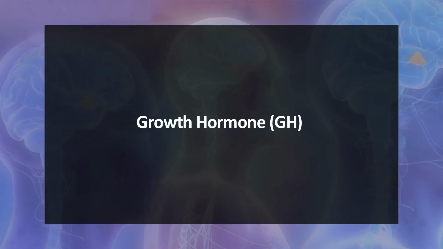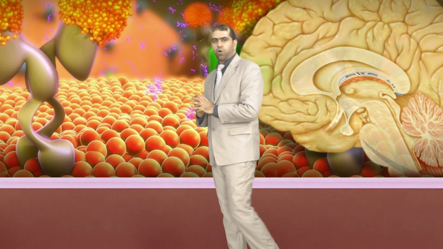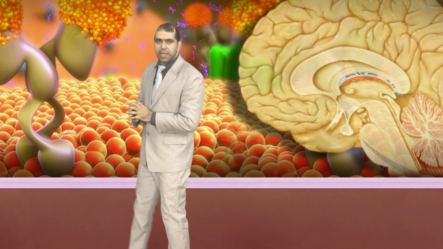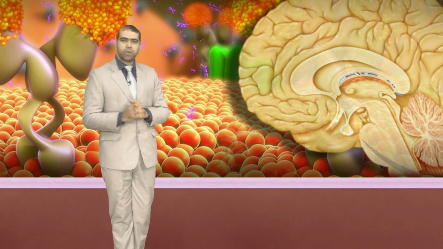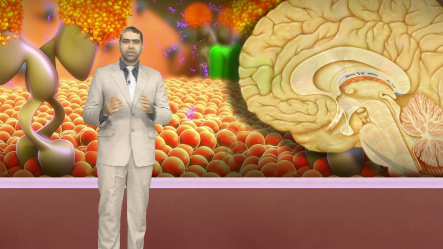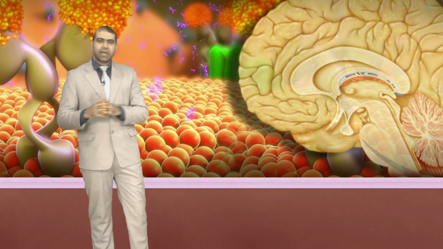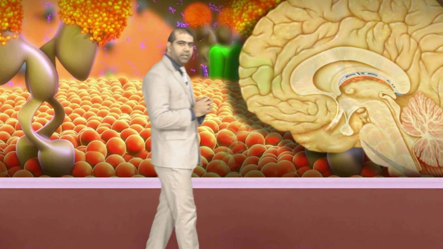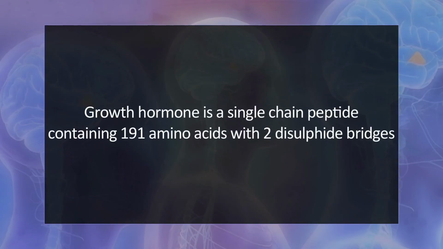Now, let us talk about the broad spectrum growth hormone. Growth hormone, also known as somatotropin, is the most abundant of the pituitary tropic hormones, but unlike others, it can influence a variety of target tissues. It is a single chain peptide containing 191 amino acids with 2 disulfide bridges.